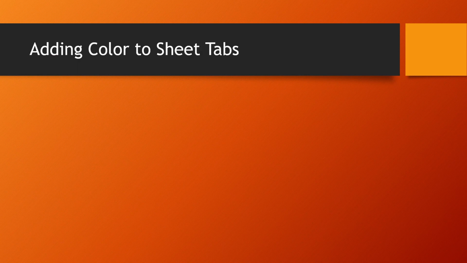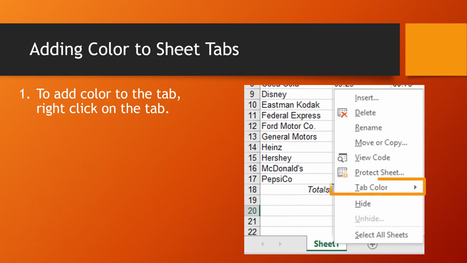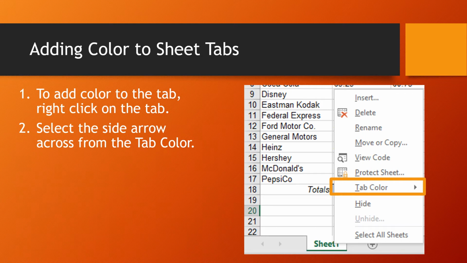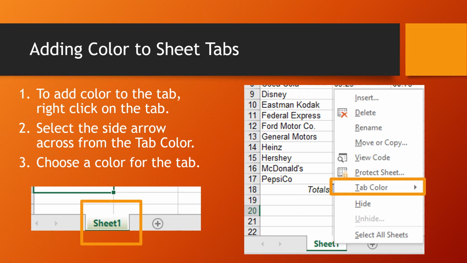Adding color to sheet tabs. To add color to the tab, right-click on the tab. A drop-down menu appears, and you're going to select the arrow to the right next to the words Tab Color. When you click on that, a box will open that will give you choices of color to use.